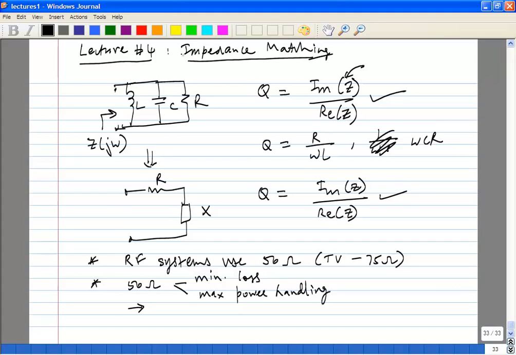Rather, it will be very efficient, but it may not be able to handle large amounts of power. Whereas, if you want to transmit as much power as possible, 50 ohms happens to not be the optimum impedance. You would want to use closer to 75, it turns out. So that's the reason why your TV systems use 75. This is not power transfer actually, it's power handling capability, not power transfer.